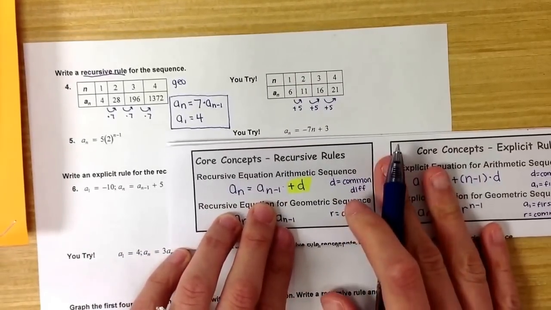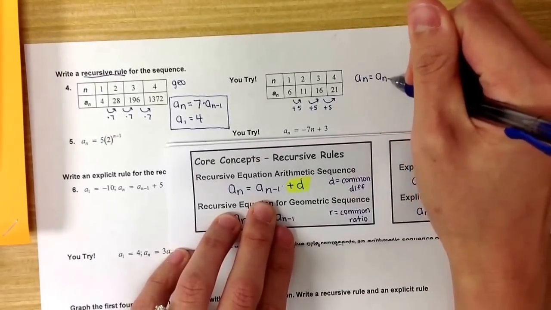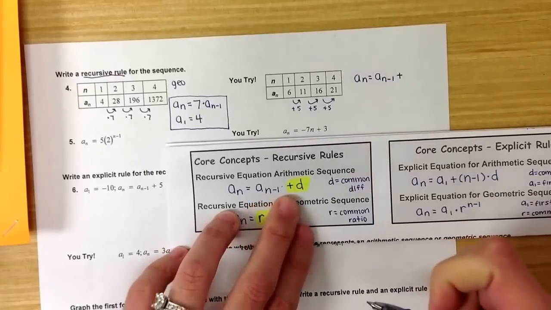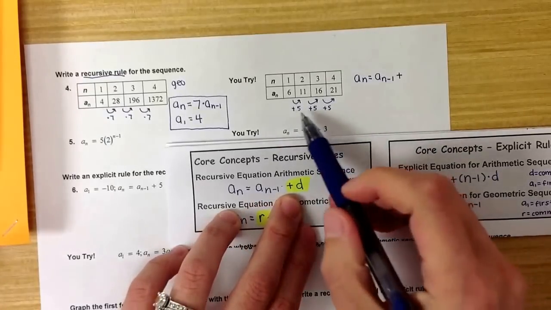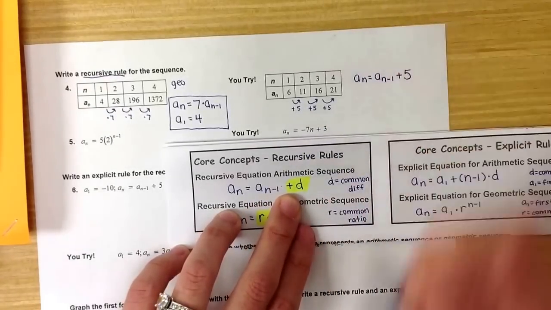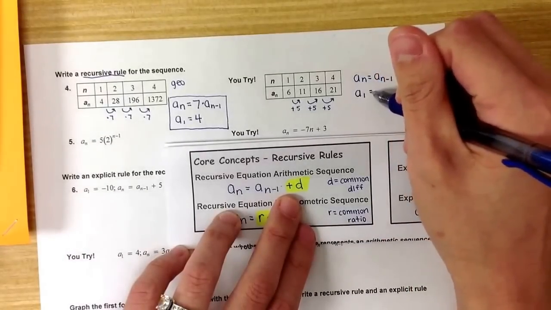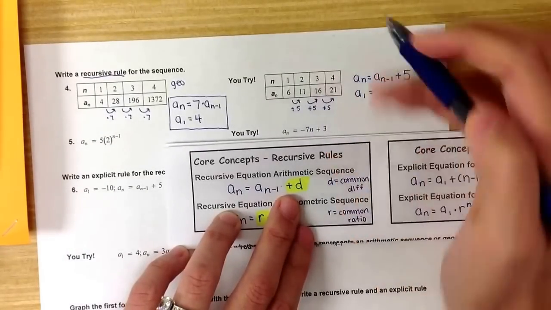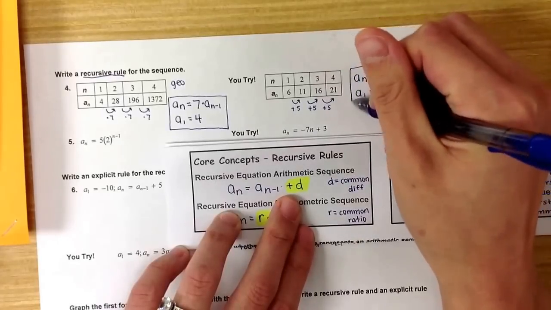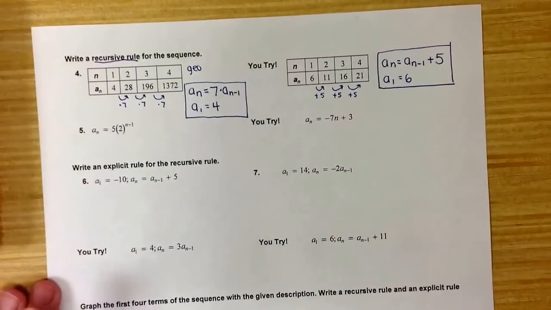Okay, so if I'm copying down that equation, I have a sub n equals a sub n minus 1 plus d. D is your common difference. Where is your common difference? Oh, 5. That's the number being added over and over and over. So that's my answer. Don't forget, though, you should always write what your first term is. Your first term is 6. So that's your answer. Okay, let's take a look at number 5 now.